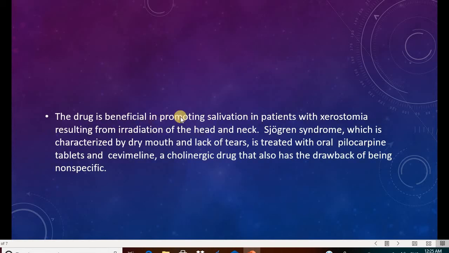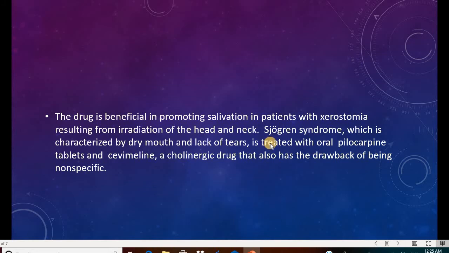The drug is beneficial in promoting salivation in patients with xerostomia resulting from irradiation of the head and neck. Sjogren syndrome, which is characterized by dry mouth and lack of tears, is treated with oral pilocarpine tablets and cevimeline, a cholinergic drug that also has the drawback of being non-specific.